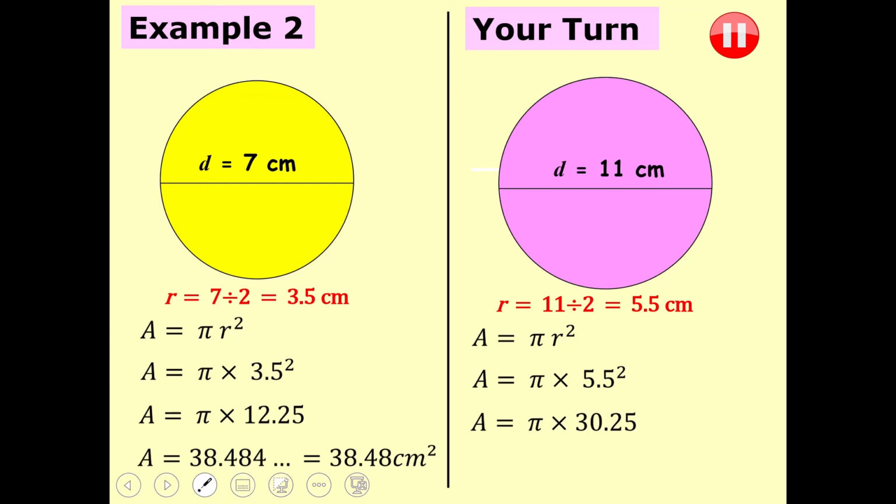And then you want to be writing down your unrounded answer. And then let's round it to 2 decimal places and remember your squared unit. So you should have got 95.05 squared centimetres. So well done if you got that.